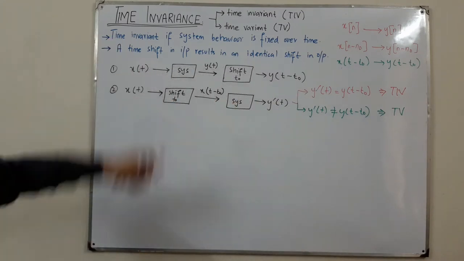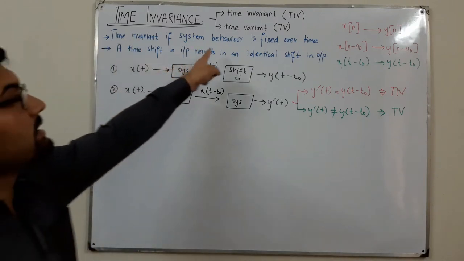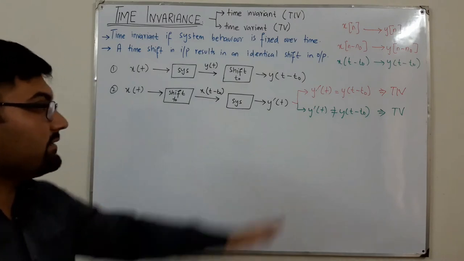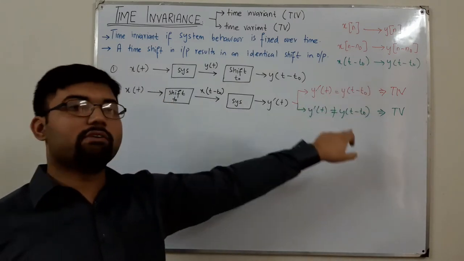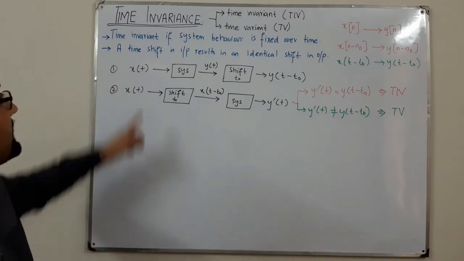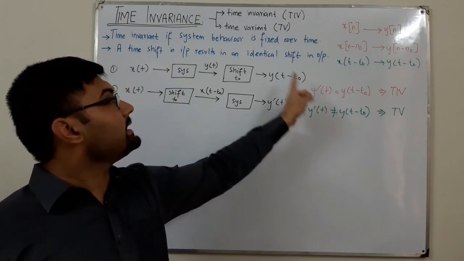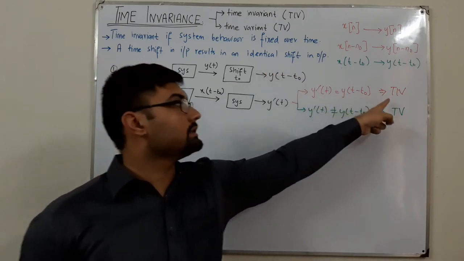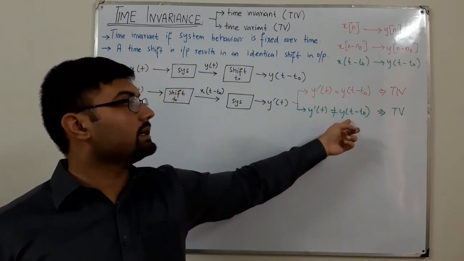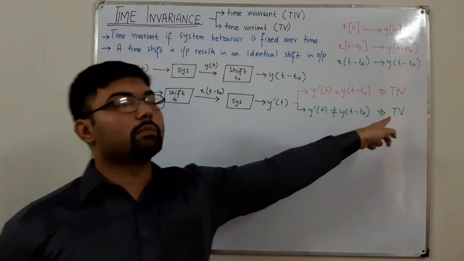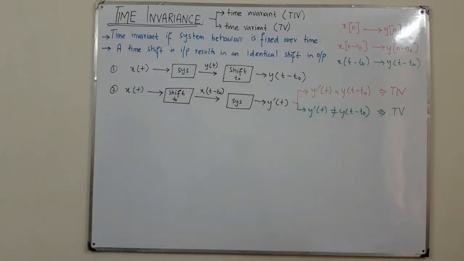And I believe you've understood the definition now. Time invariant is a system if the behavior is fixed over time. For time variant, the behavior is not fixed over time. A time shift in the input would result in an identical shift in the output: this is a time invariant system. A time shift in the input would not have an identical shift in the output: this is a time variant system. I hope it's clear.